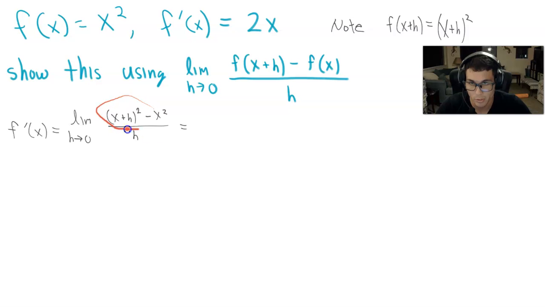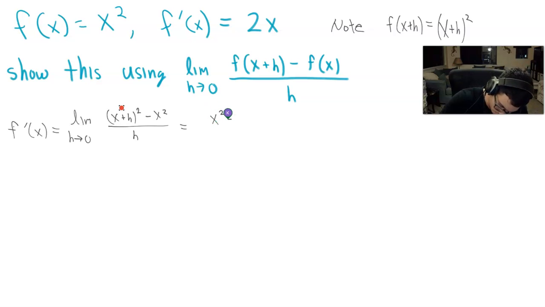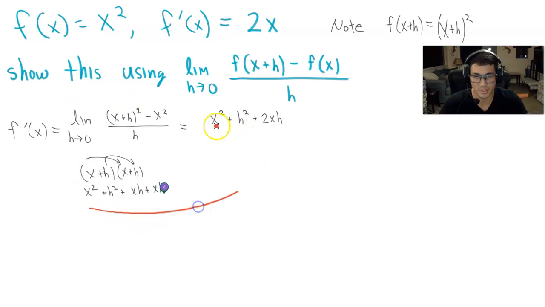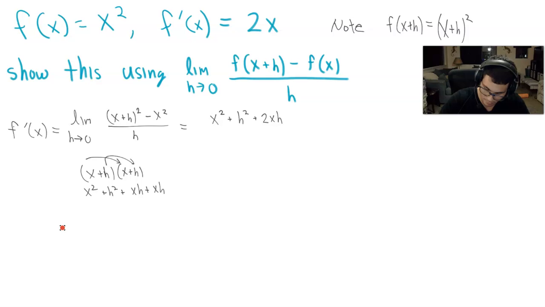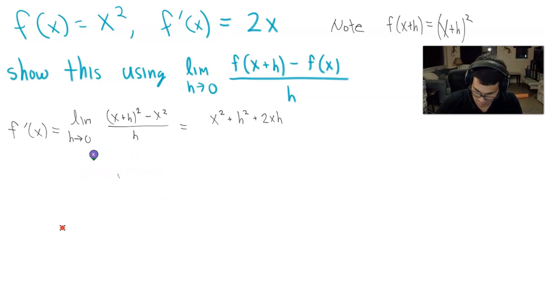Let's start by doing some algebra 2. So x plus h squared is x squared plus h squared plus 2xh. If you don't believe me, I'll show you: x plus h times x plus h gives x squared, h squared, and 2xh. That's exactly what I have right here. Now I'm going to delete it all to keep my paper clean. And minus x squared. That's just minus x squared right there. Don't forget about it.